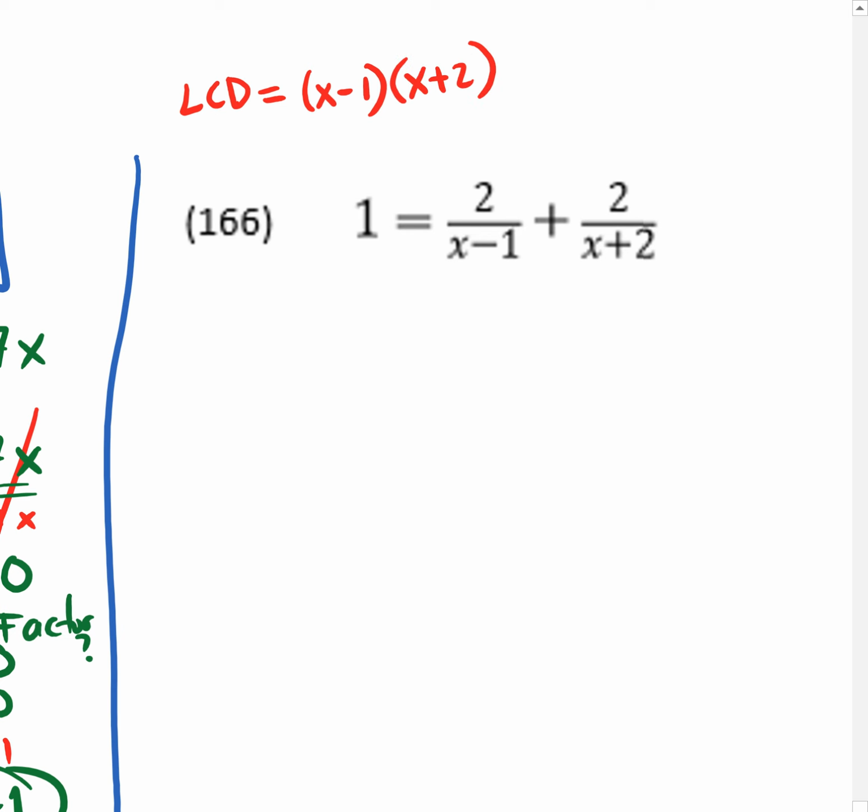So unfortunately, that's what I'm going to have to do, take x minus 1, x plus 2, and multiply that entire thing by every term in this equation. Don't miss the 1. It's a term as well.